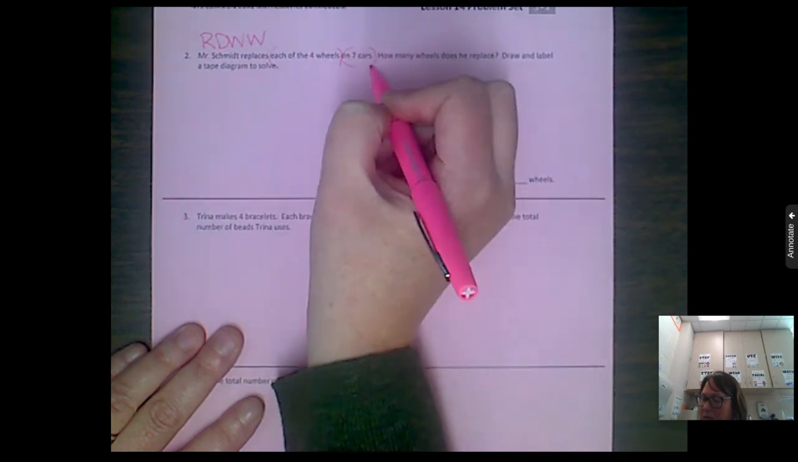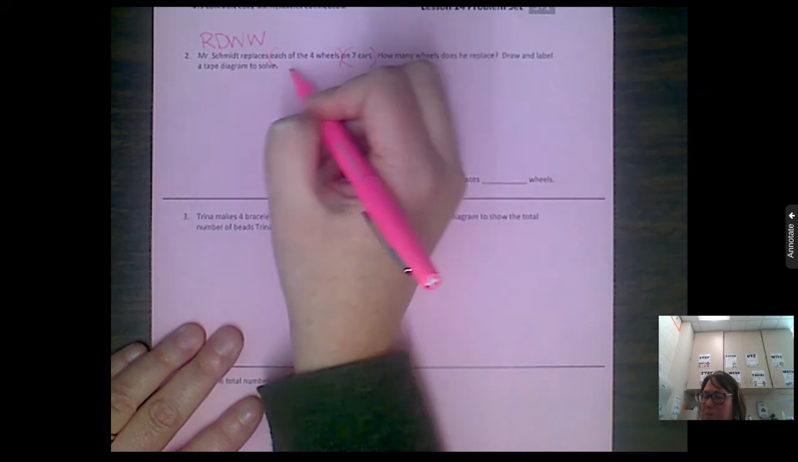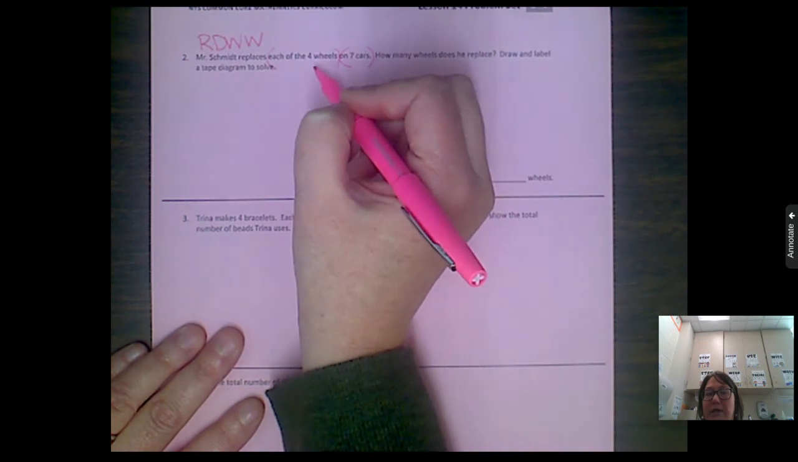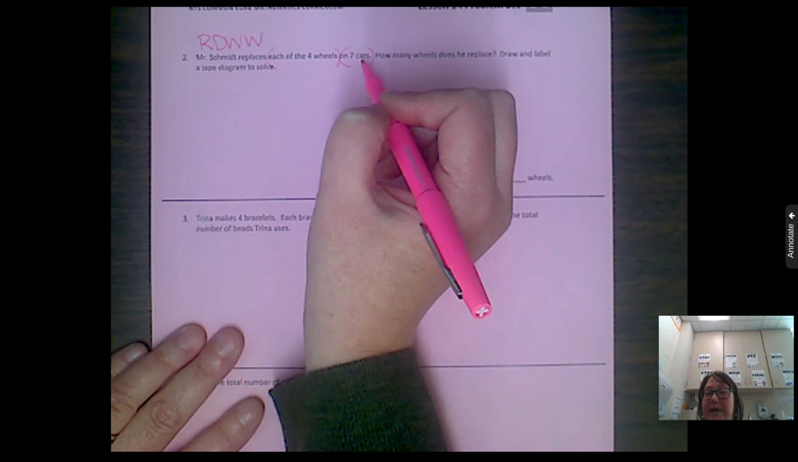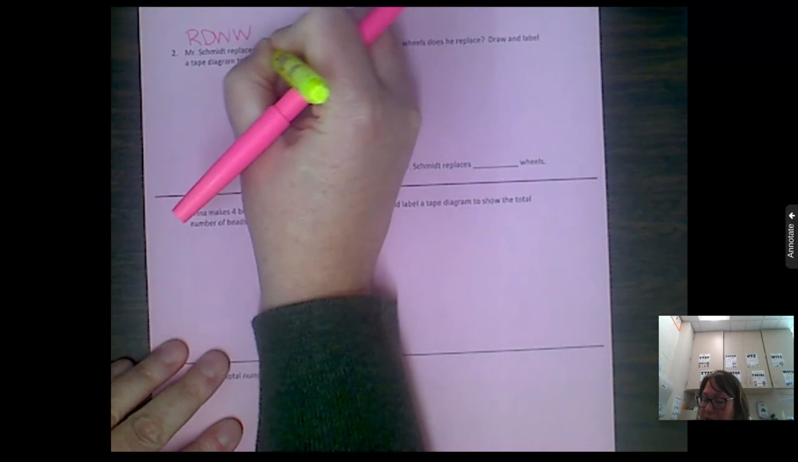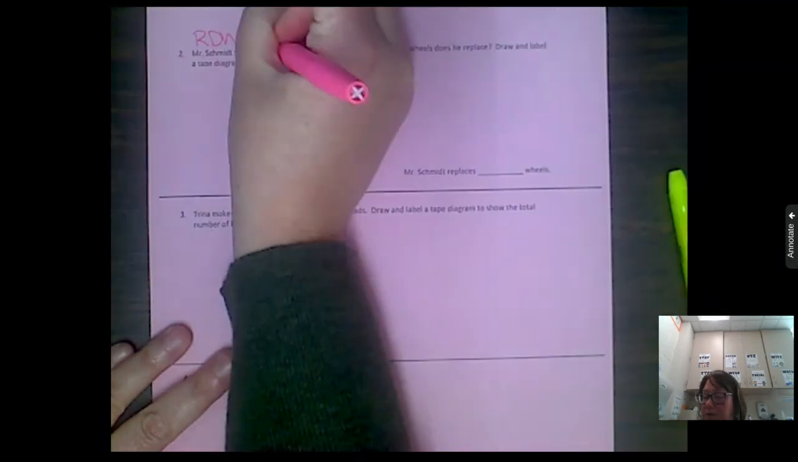So each of the 4 wheels on 7 cars. So 7 cars, that makes me think that that's the groups, and the wheels go on the car. So I'm thinking that there's 4 in each group, and there's going to be 7 groups. Do you agree? I also see a clue word there. Do you see a clue word? Each is a clue word telling us that we're going to multiply or divide. Okay. And in this case, we don't know the total, so we're going to multiply.